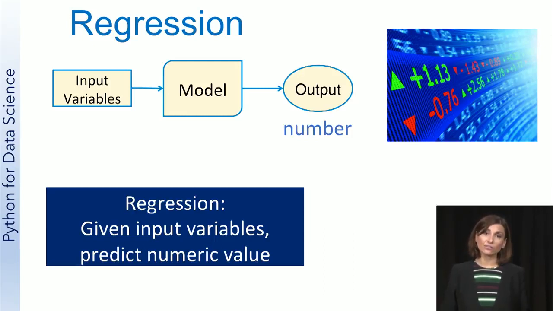Note that if you were to predict not the actual price of the stock, but whether the stock price will go up or go down, then that would be a classification task. That is the main difference between classification and regression. In classification, you're predicting a category, and in regression, you're predicting a numeric value.